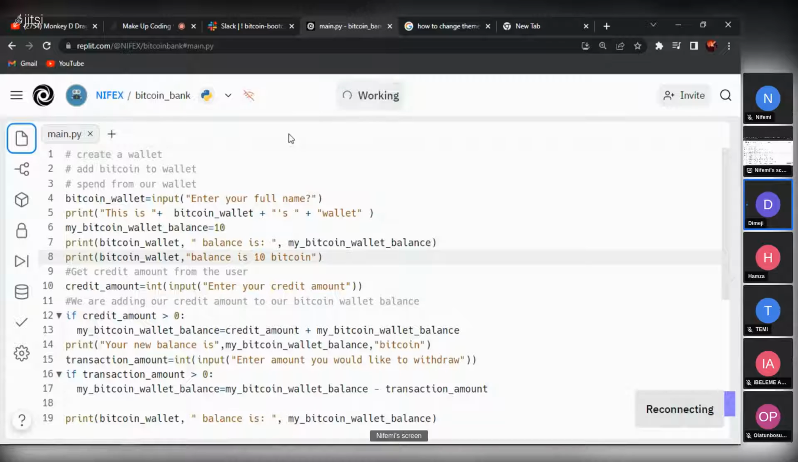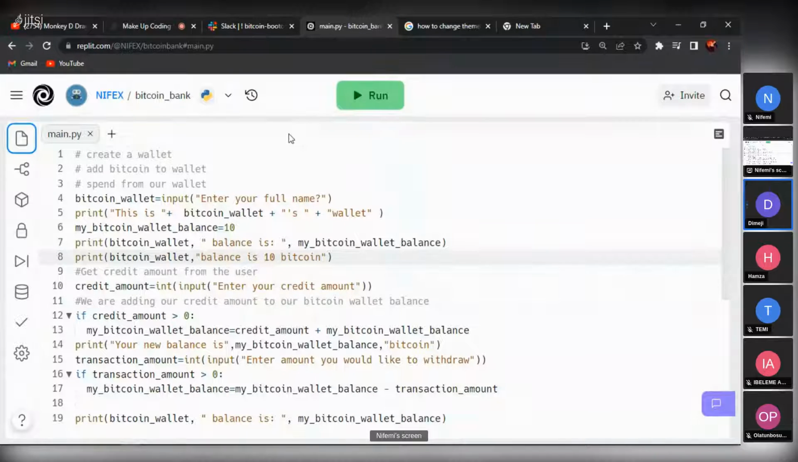This is Hamza's wallet. Do you understand? Yes, sir. Now, what do we do on line 4? We are simulating that you want to create a new wallet, you want to buy a new wallet, you want to initialize a new wallet. What do we do there? We just say Bitcoin wallet is equals to what?